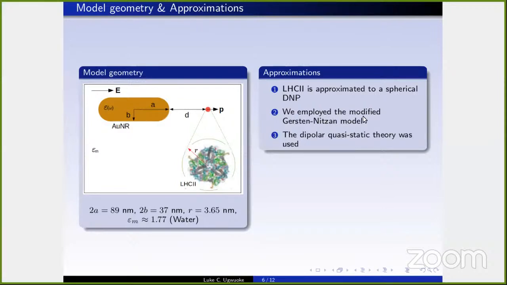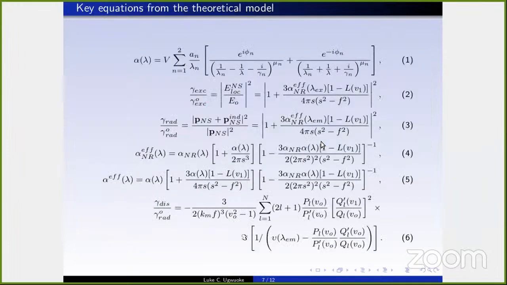So then we used a model known as the modified Gersten-Nitzan model. This model was proposed in the 80s to determine the decay rates of molecules interacting with spheroidal nanoparticles. And usually we add size-induced corrections, because beyond a certain size such models are not valid unless you modify them. So that's why it's called the modified Gersten-Nitzan model, which I'll talk about.